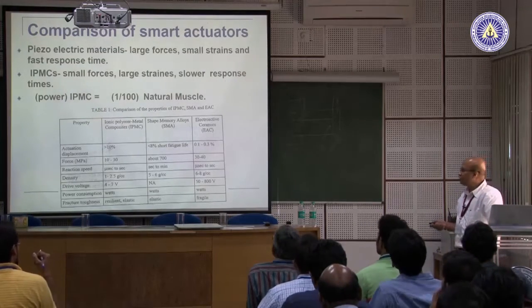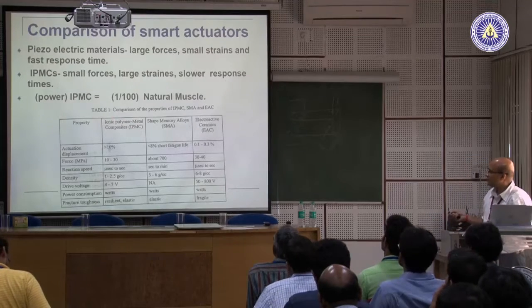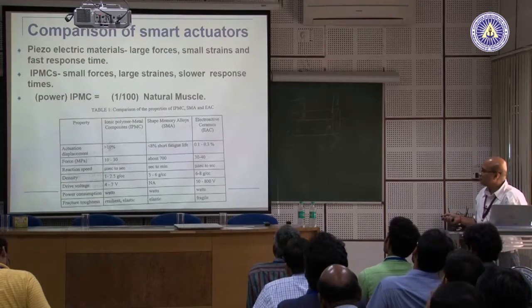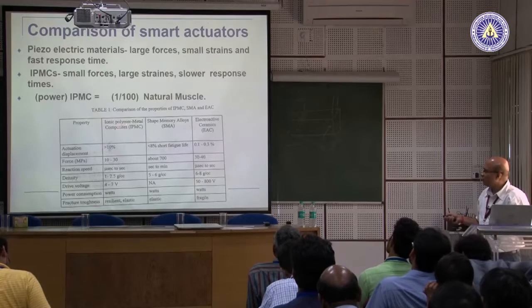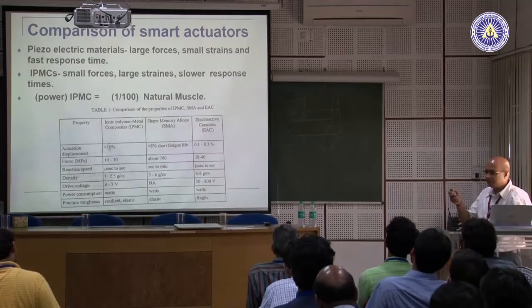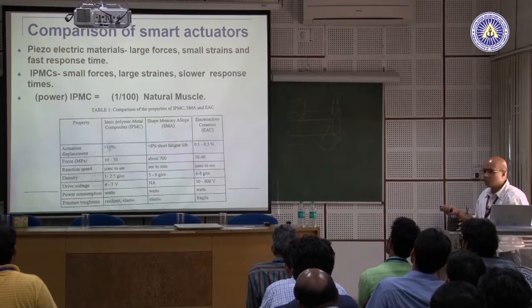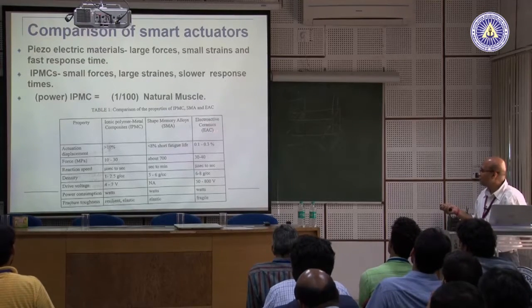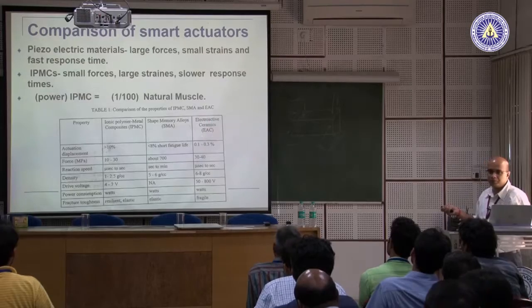Now, we can compare a few smart actuators. Some of the smart actuators are called ionic polymer metal composites, which are IPMCs. The hand that I had shown is ionic polymer. Then we have shape memory alloys. Then we have electroactive ceramics, these are piezo basically.